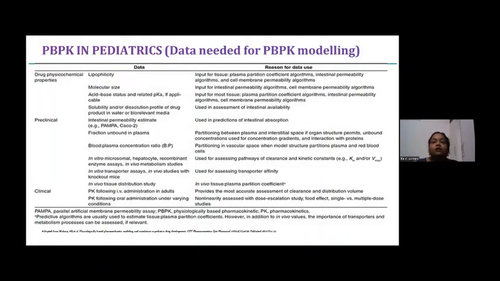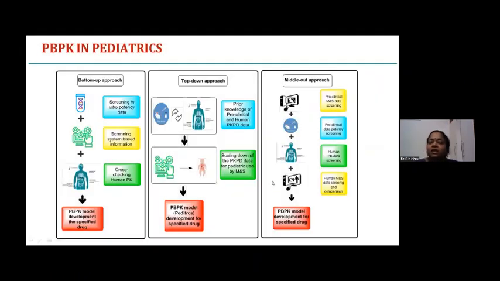Of course, for starting this pediatric modeling, there are certain parameters that are required. Without that, we cannot start this modeling at all. So for that, we require drug physicochemical properties like lipophilicity, molecular size, acid-base status, its pKa, solubility, and there are certain preclinical data which is required, as well as some clinical data. Only then can a model be developed. So these are the three different approaches.